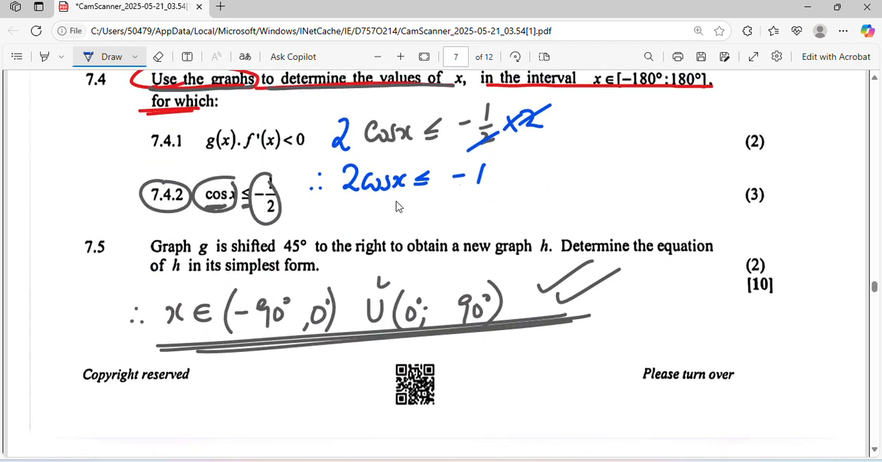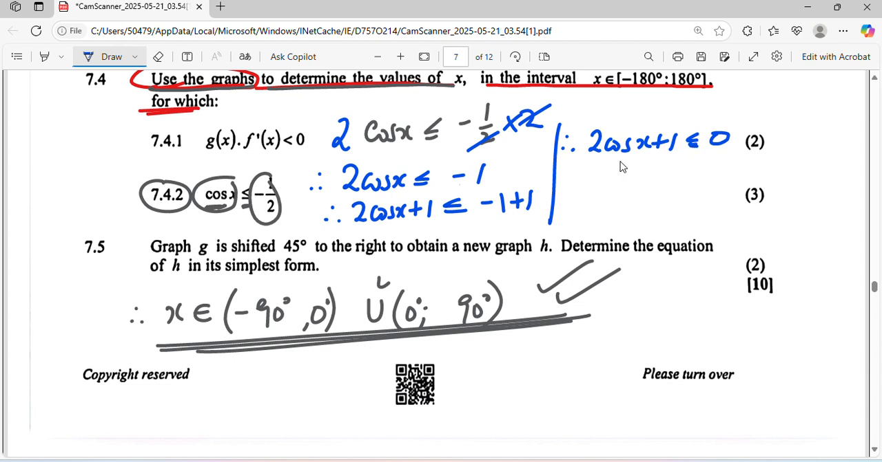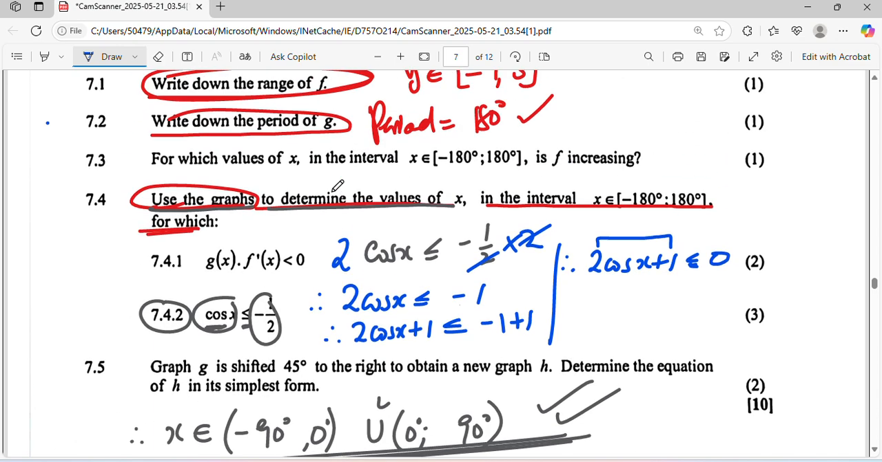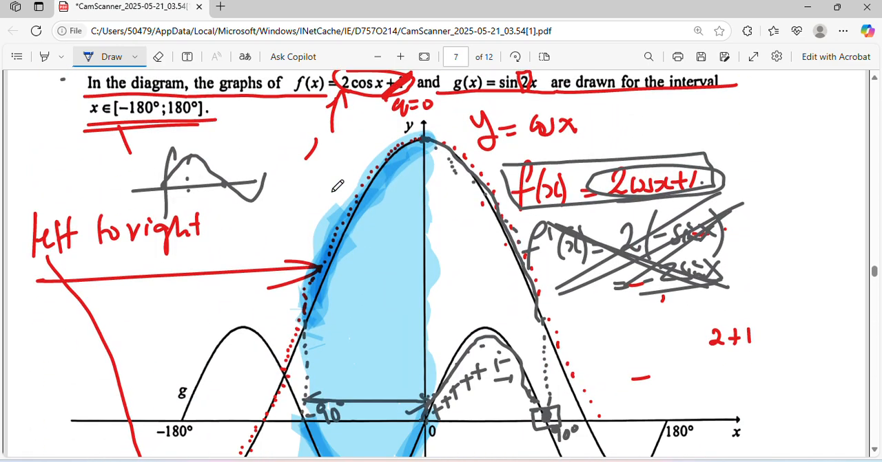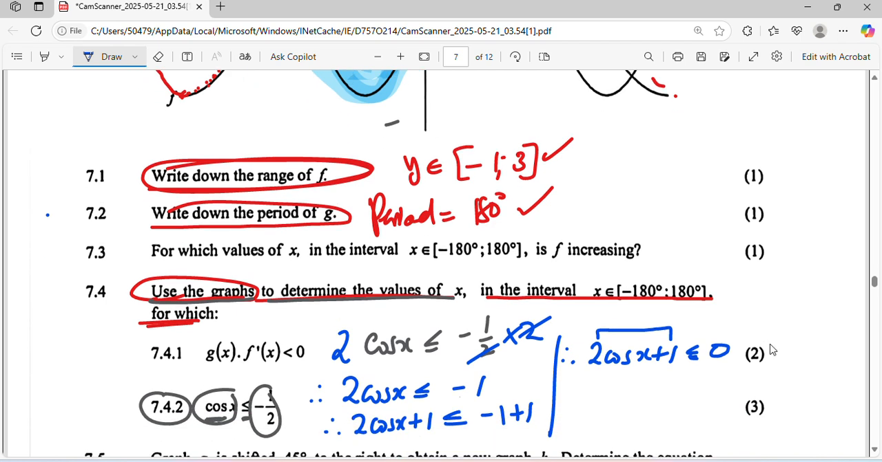Okay, I can add 1 on both sides of the equation. That means I get 2 cos x plus 1 less than or equal to negative 1 plus 1, which therefore means that 2 cos x plus 1 is less than or equal to 0. And this here, what is 2 cos x plus 1? This is my function f of x. So in actual fact, they're asking: when is f of x less than or equal to 0? This is the question we now have to answer.